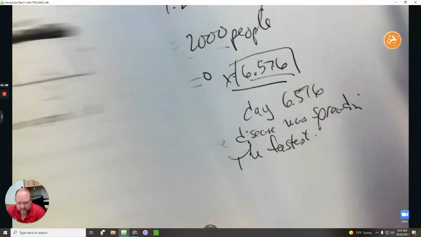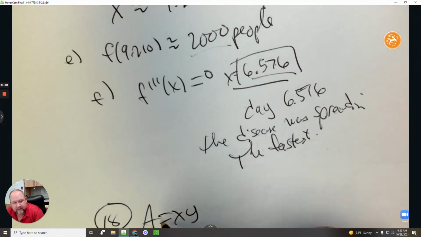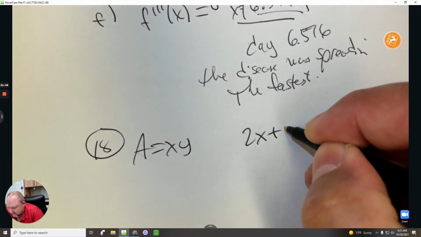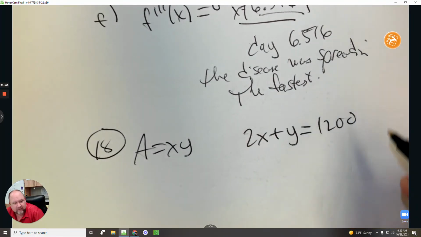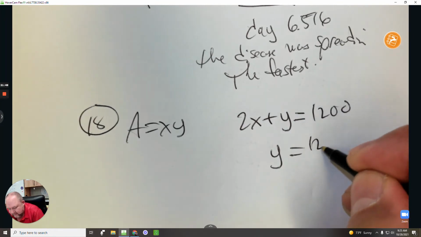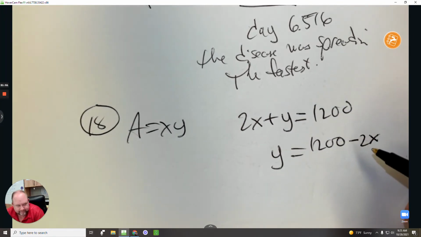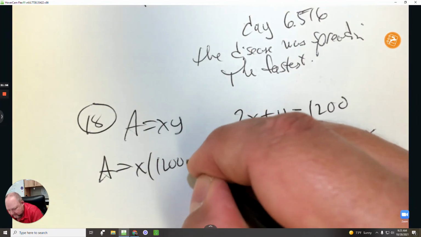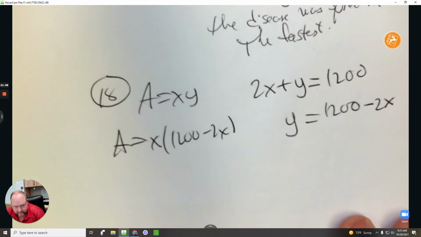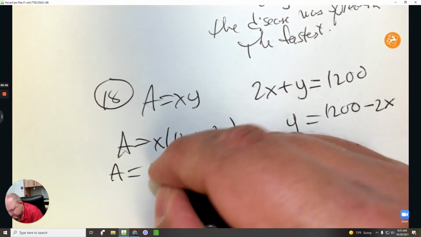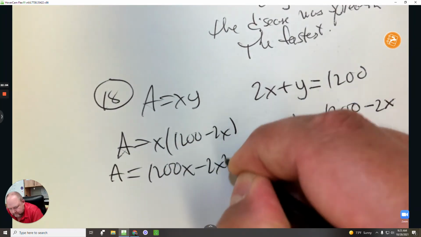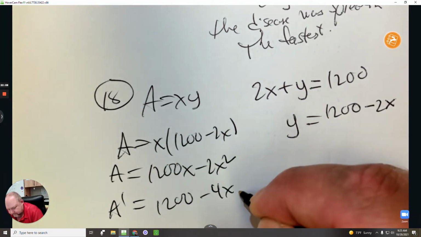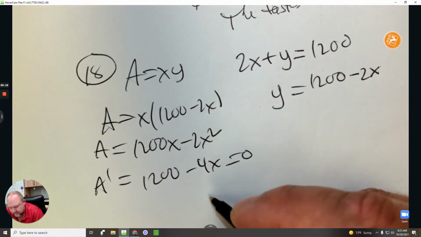So the area of this rectangle is x times y. That's too many variables. You're also given fencing. The amount of fencing is 2x plus y, and that's equal to 1,200. So y is equal to 1,200 minus 2x. Back here, plug in for y, 1,200 minus 2x. Distribute. Take the derivative. Set it equal to 0 and solve it.